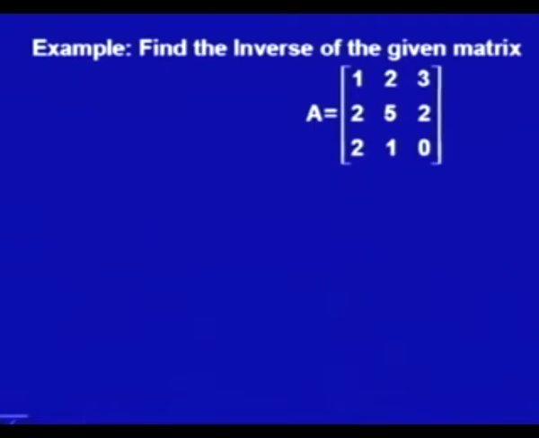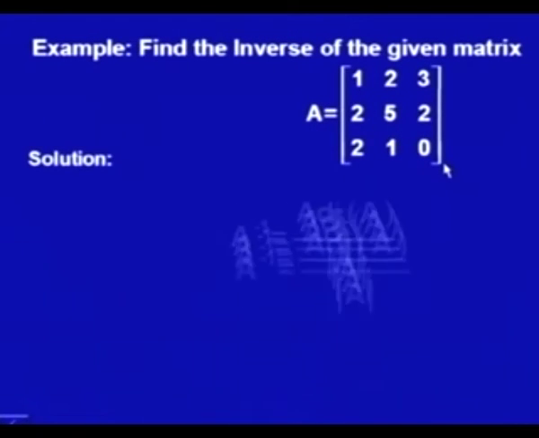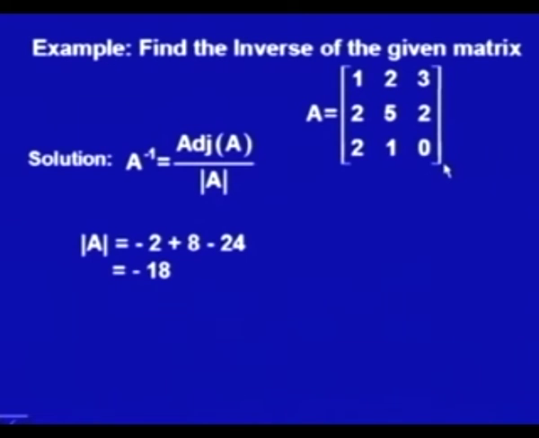Now, this I have done for a 2 by 2 matrix, a little more effort is required for a 3 by 3 matrix. So, if I have a 3 by 3 matrix A with rows 1 2 3, 2 5 2, and 2 1 0, then its determinant is calculated as 1 into this, 2 into this, and finally 3 into this, and that comes out to be minus 18.